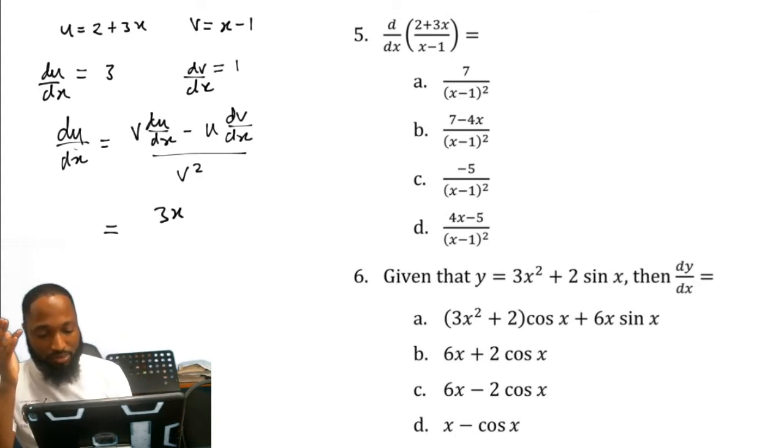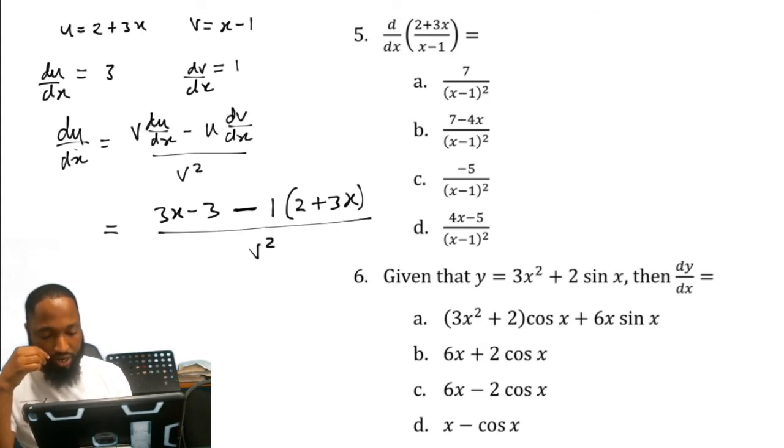So 3x minus 3. You understand? I take this and I multiply by that. Subtract this. This is the trick here. That subtract sign is going to mess up the problem. Subtract 1 by 2 plus 3x.